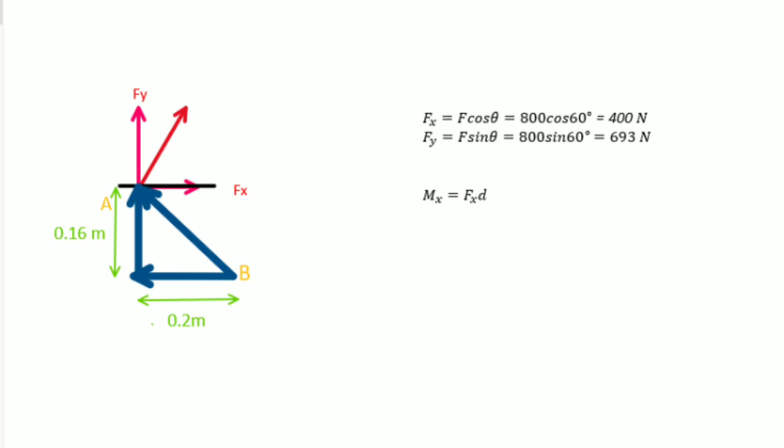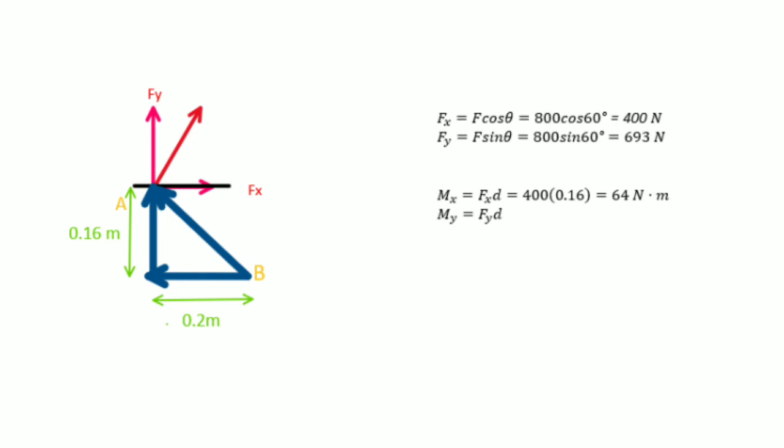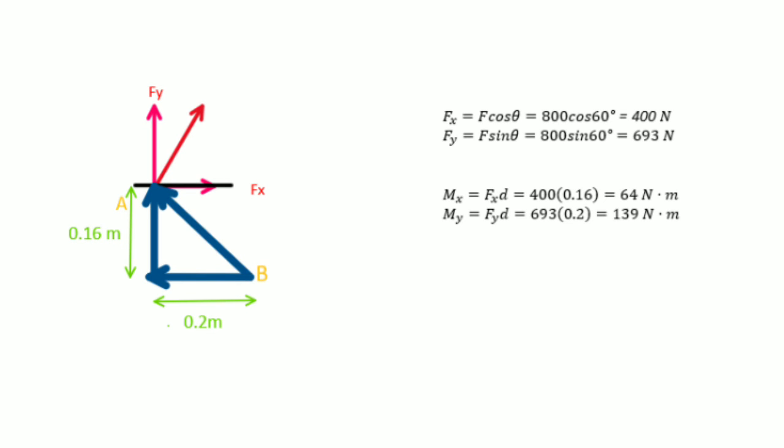Next, let's calculate the moment of each component. The moment of x component is equal to the force of x component times the perpendicular distance, which means 400 times 0.16 is equal to 64 Newton meter. The moment of component y is equal to the force of component y times the perpendicular distance, which is 693 times 0.2 is equal to 139 Newton meter.